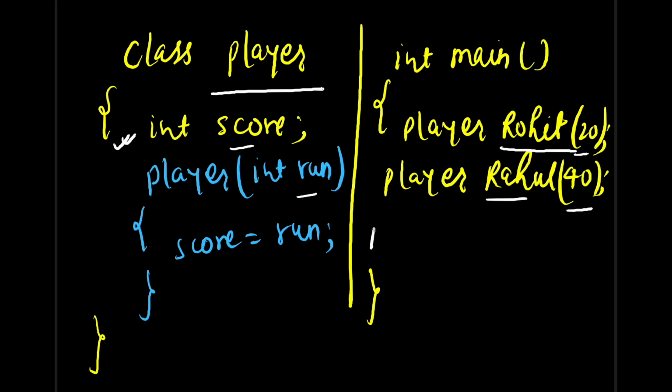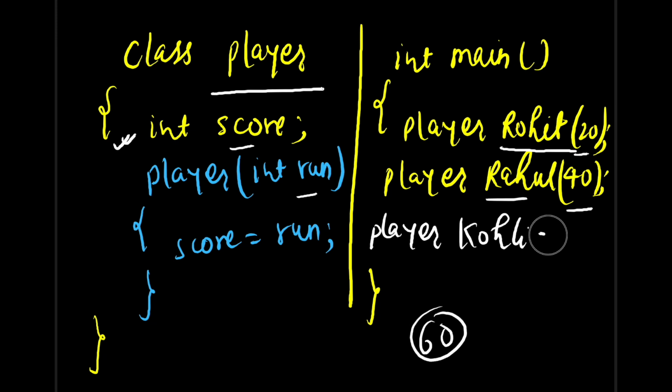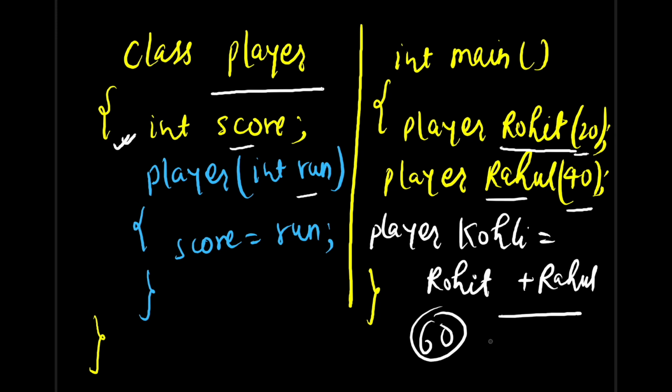And a third player object I want to create, let's say Kohli, who has scored 60 runs, which is the summation of Rohit and Rahul, right? So if I just add these two, it will come up to 60, which is scored by Kohli. But in this normal scenario, this is not going to work, because the compiler will not understand how to deal with this plus operator for the user defined class called player.